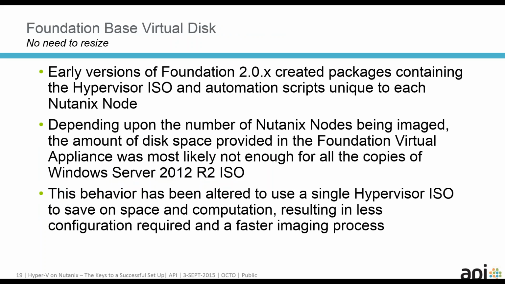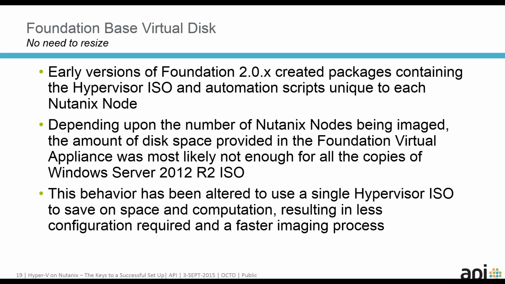Now, when I wrote a blog about this, going on 2 years ago, it was an earlier version of Foundation 2.0, and this is getting back to what I was saying about the dummy automation scripts it creates. Luckily, it doesn't do this anymore. It doesn't create an ISO copy for each node. And with Windows Server 2012 R2, the ISO being 4 gigabytes, you can see how quickly you'd run out of disk space.